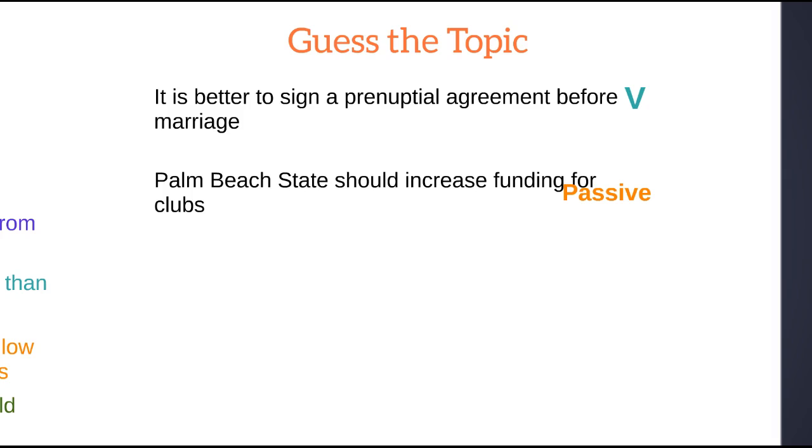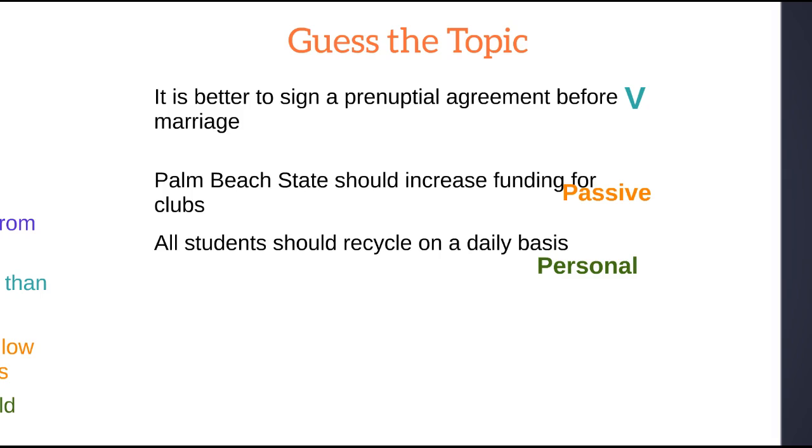Because it's Palm Beach State that's taking on this change. The audience couldn't do it. And remember, passive is question of policy. I'm just using the shorthand passive here. All students should recycle on a daily basis. So take a second to figure out what that is. This one is personal. The audience would have to make the change.